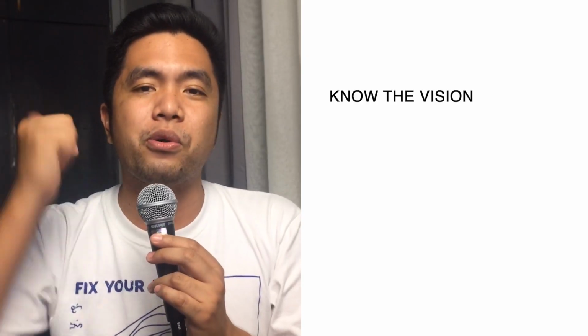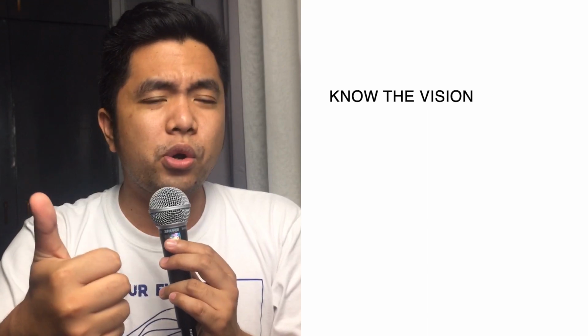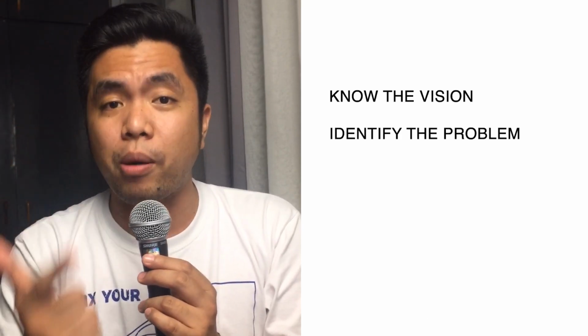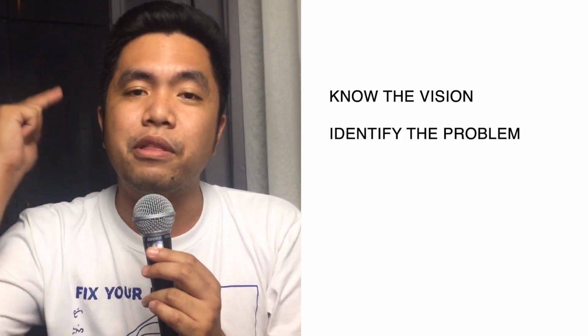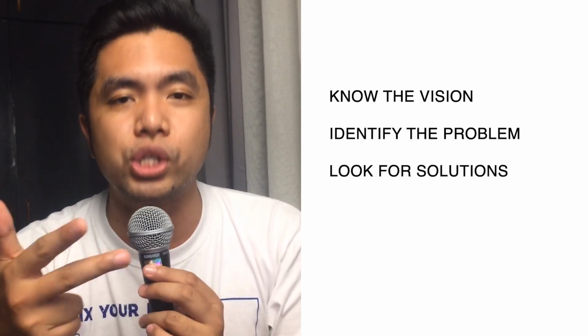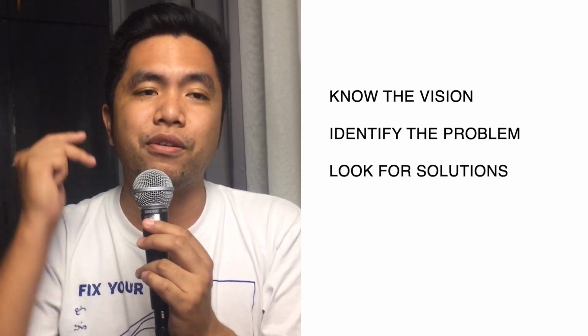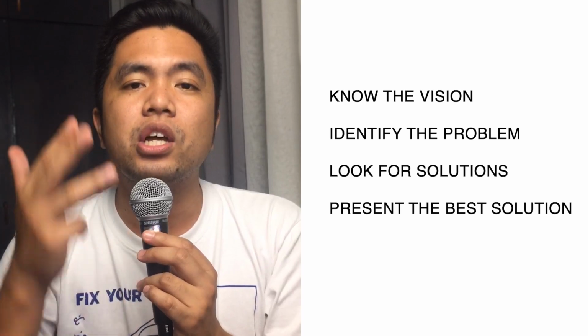So those are the 4 things that you need to do to communicate tech needs to your non-techie leaders. Number 1, know the vision of the church, know where you're going. Number 2, determine the problem or problems. And then 3, look for possible solutions, plural solutions. And then 4, present the best solution.